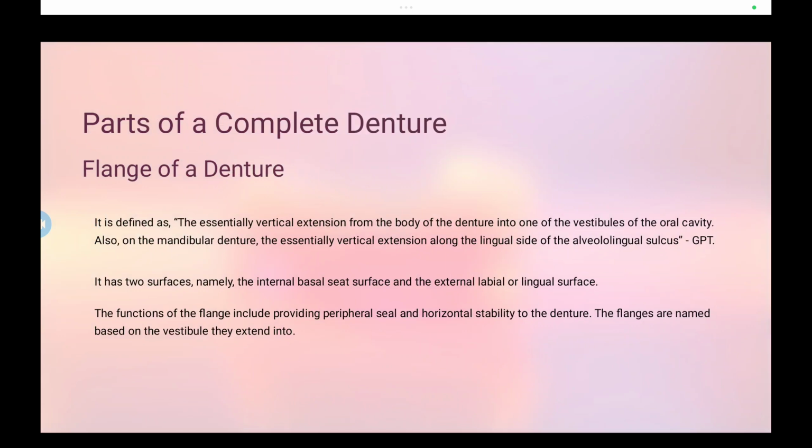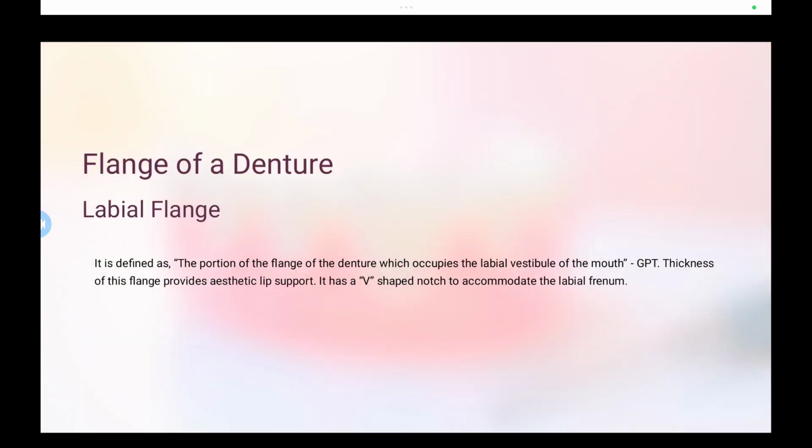The flanges are named based on the vestibule they extend into. Labial flange is defined as the portion of the flange of denture which occupies the labial vestibule of the mouth. Thickness of this flange provides aesthetic lip support. It has a V-shaped notch to accommodate the labial frenum.